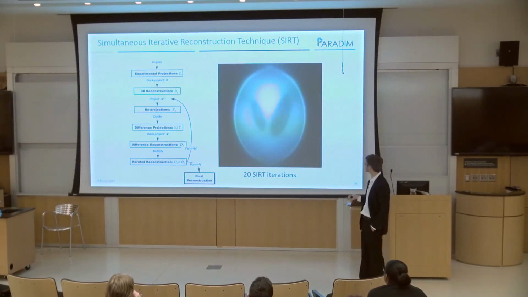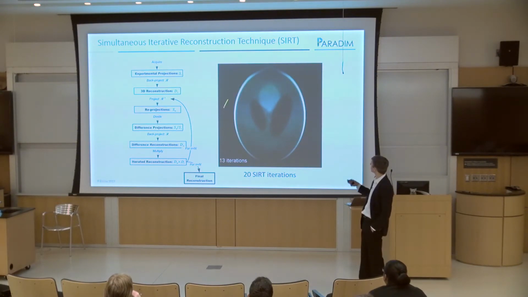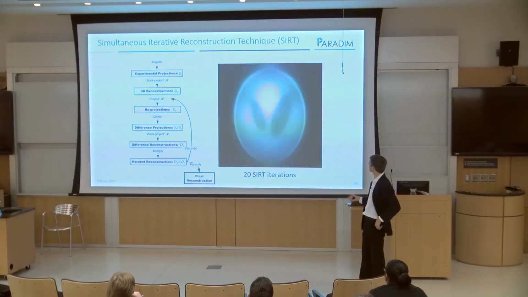So this is one iteration, and let's look at how the object changes as we change the number of iterations. We can see that that low frequency kind of blurriness goes away, right? And we actually get a better reconstruction.